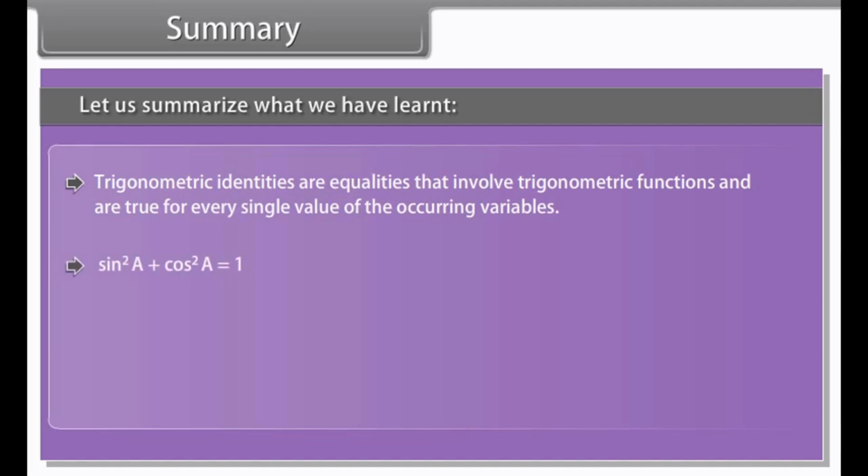Sin square A plus cos square A is equal to 1. Sec square A minus tan square A is equal to 1 for 0 degree is smaller than or equal to A, which is smaller than 90 degree. Cosec square A is equal to 1 plus cot square A for 0 degree is smaller than A, which is smaller than or equal to 90 degree.